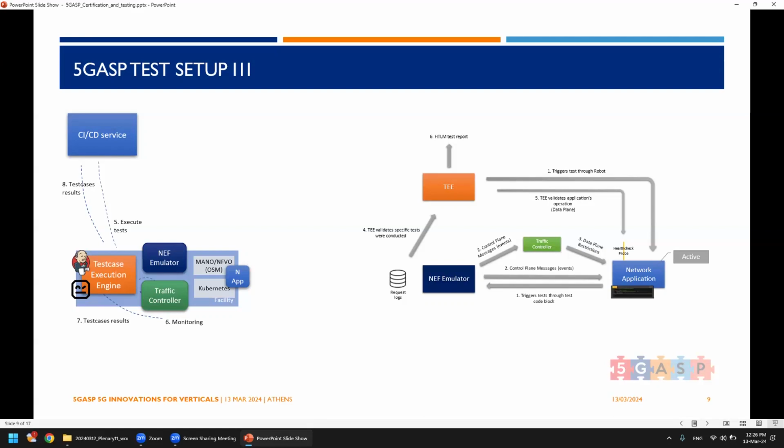And the test execution engine, when this happens, validates through a health check probe that the network application sustained these restrictions and could also overcome them and continue its functionality. Only then is the successful test report generated.